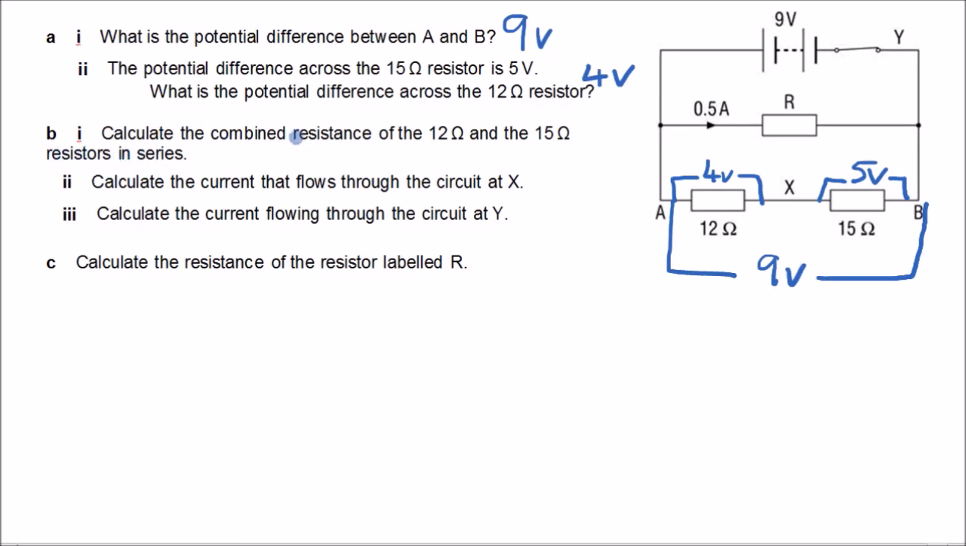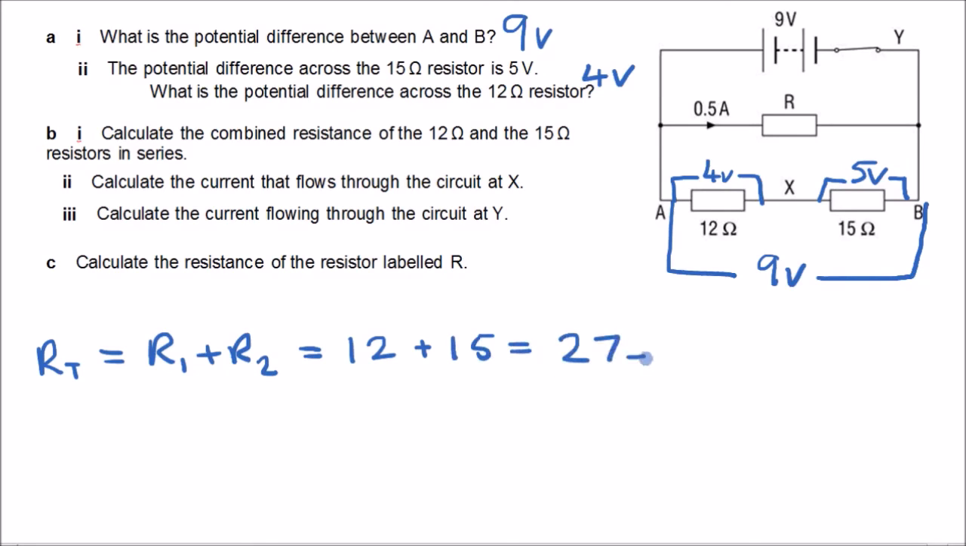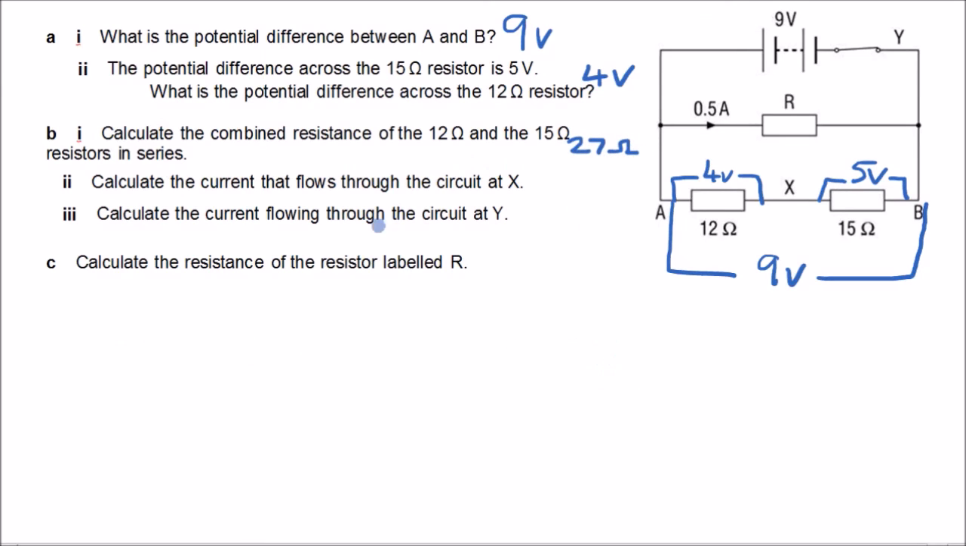Okay, part B. Calculate the combined resistance of the 12 ohm and the 15 ohm resistors in series. Okay, so we have an equation for this. The total resistance, or the combined resistance, is equal to R1 plus R2. In this case, we have a 12 ohm resistor and a 15 ohm resistor, and if we add those together we find that the total resistance of this series combination of resistors is 27 ohms. So we can write the answer here, 27 ohms.